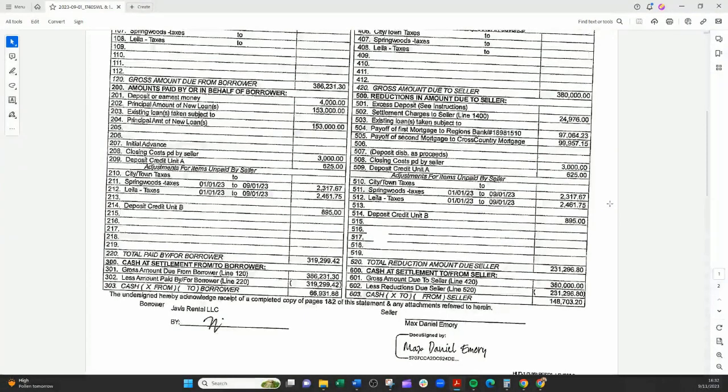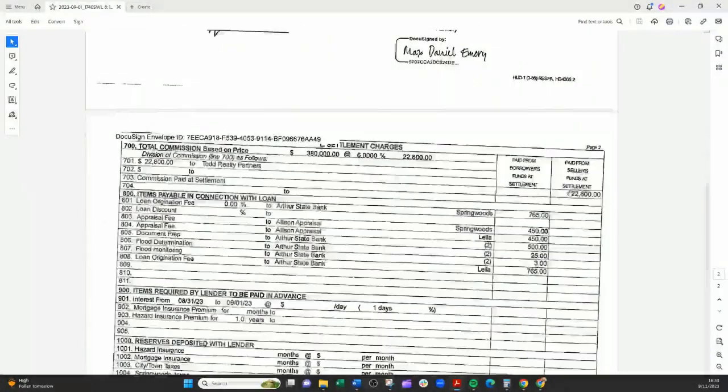We are not going to recognize those. Those are not for the property we are concerned with. Layla taxes, so we'll take that. We will exclude the Springwood taxes. Okay. And just looking at the settlement charges, those are all a mixture of both properties.